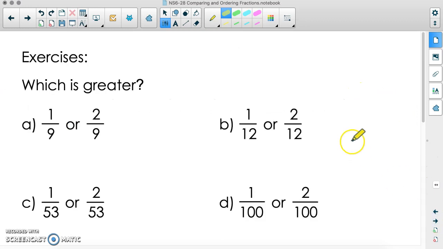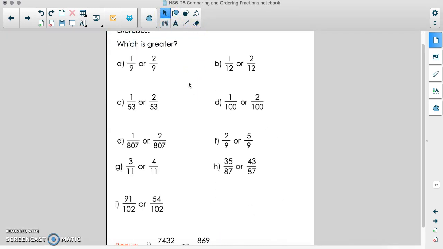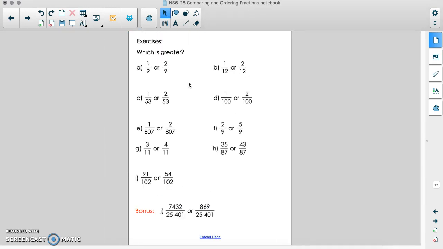So here are some questions for you to complete on your whiteboards. You're going to replace the word or with the symbol that goes in between. Is it greater than or less than? Sorry, I'm trying to get this bonus on the page, and there's a bonus for you. So when you're done doing those on your whiteboard, you can resume your screencast and carry on with your lesson.